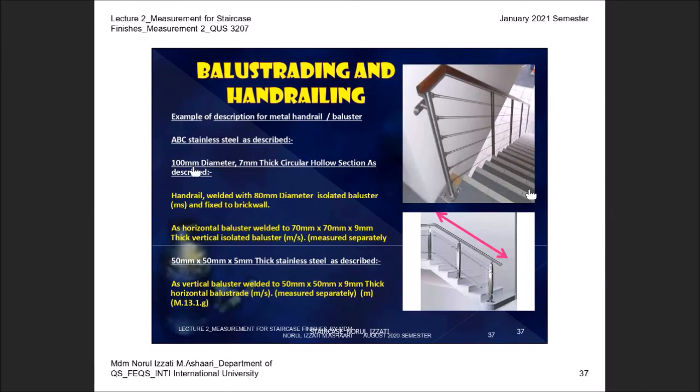Okay, what needs to be stated? This one, you can refer to P.5. Under P.5, the information states that you have to write down the size, the cross section, the thickness. So this is the detail that you can actually copy. For example, 100 mm diameter.